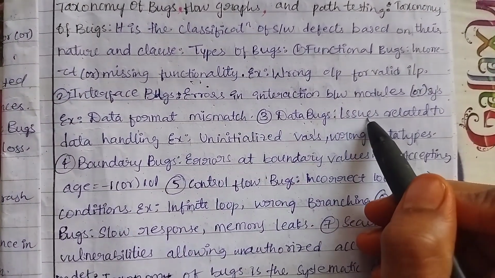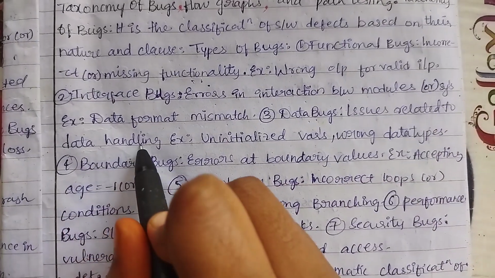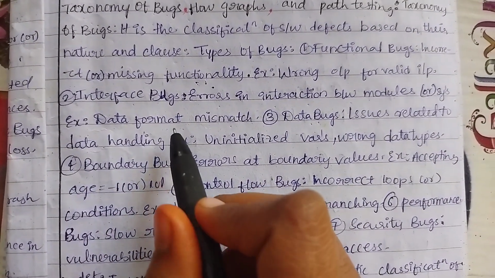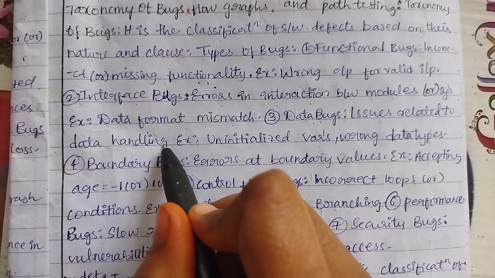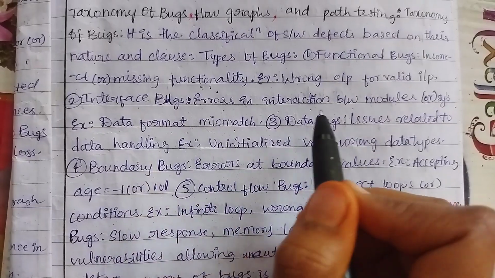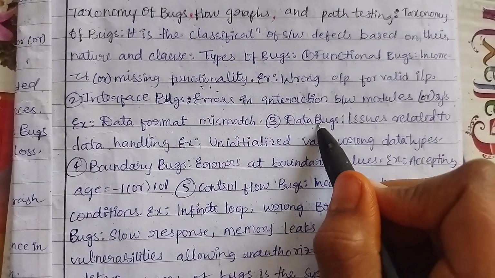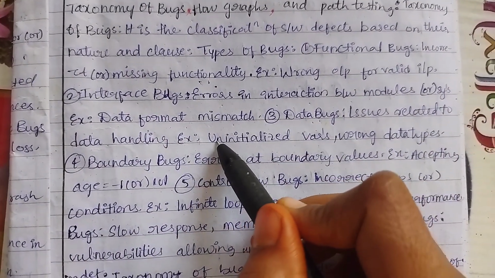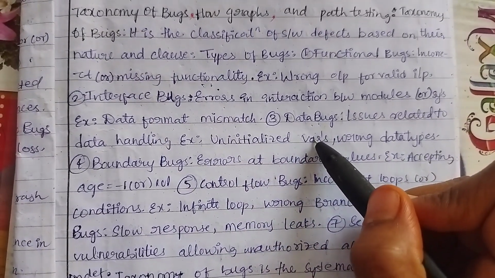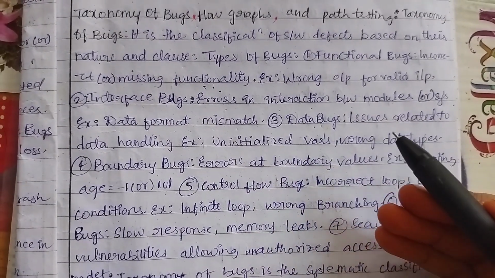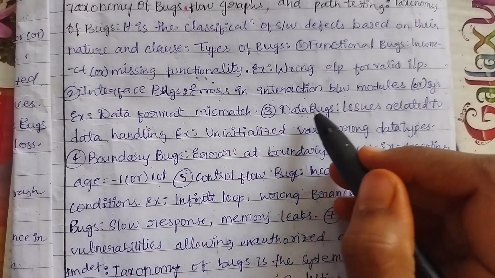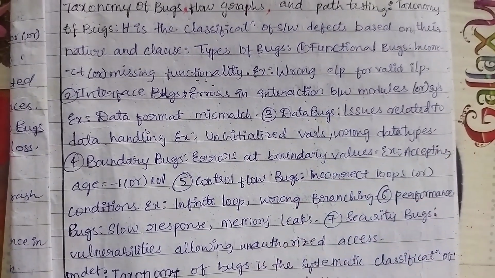Data bugs. This is the issue related to data handling, like data present in the server. According to that data handling, these bugs are present, like uninitialized variables. Uninitialized means not initiating the variables. In that case, data bugs occur.